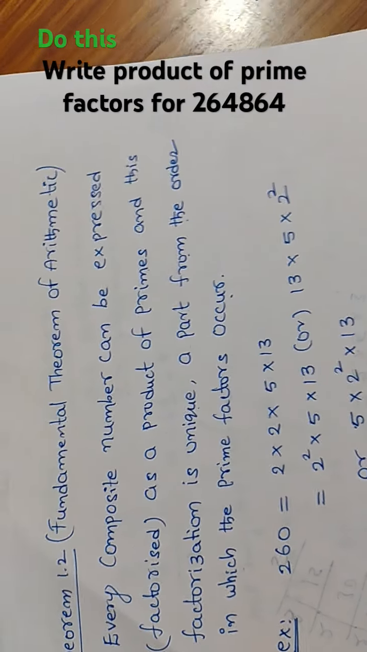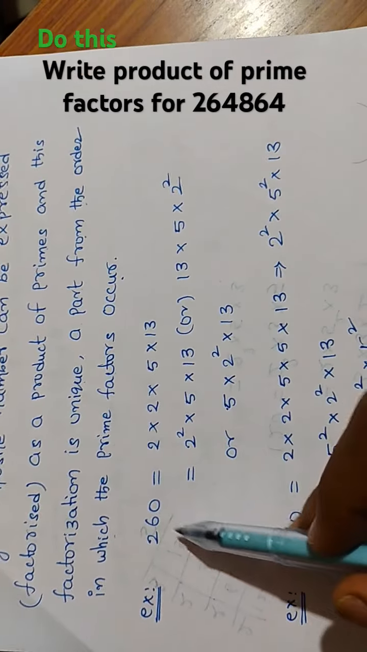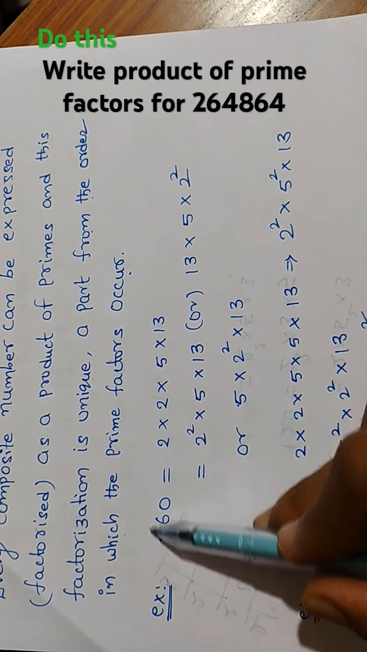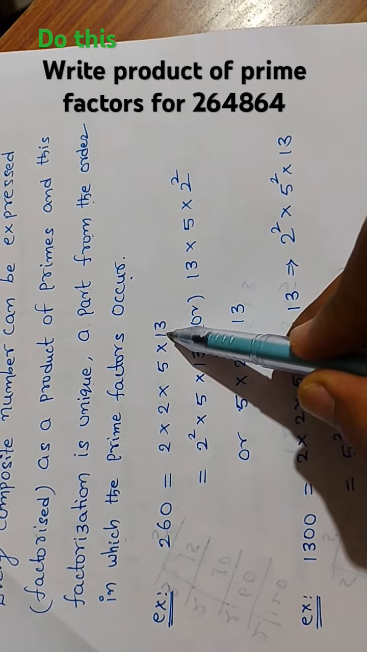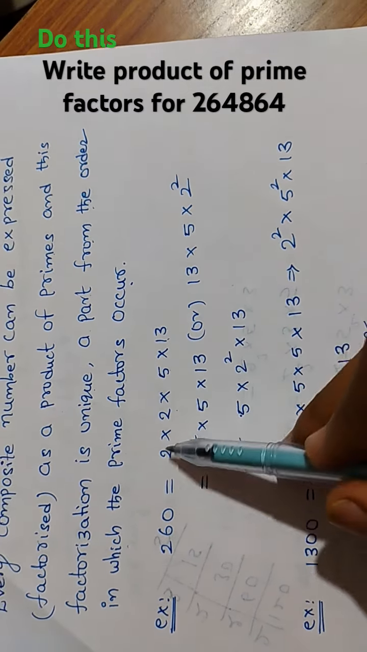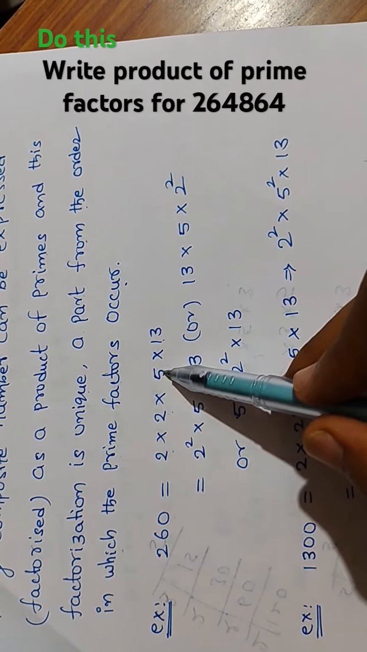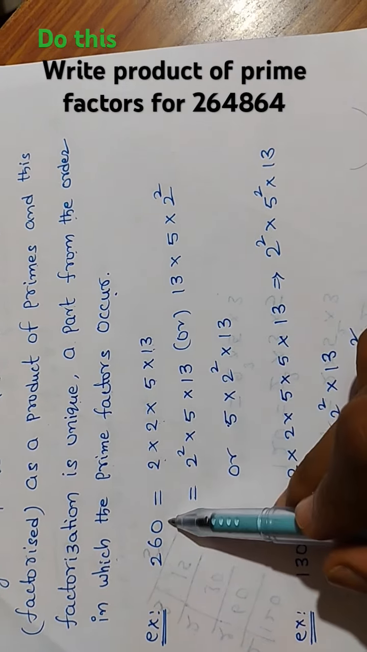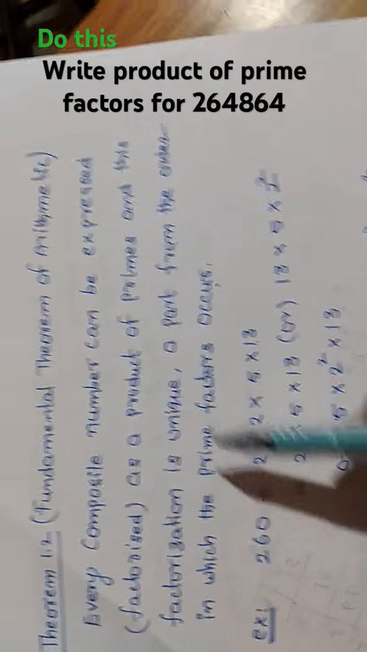Look here, 260 is given. We can write this 260 as a product of prime factors. How? 2 into 2 into 5 into 13. 2 2s are 4, 4 5s are 20, 20 into 13, you will get 260.